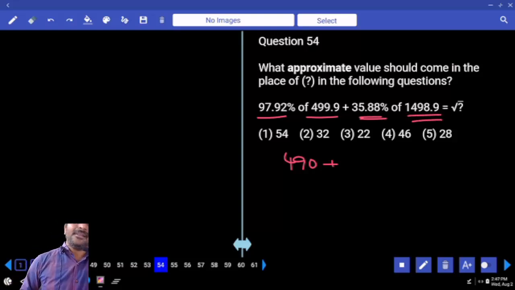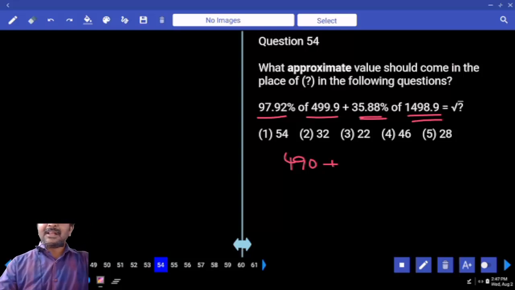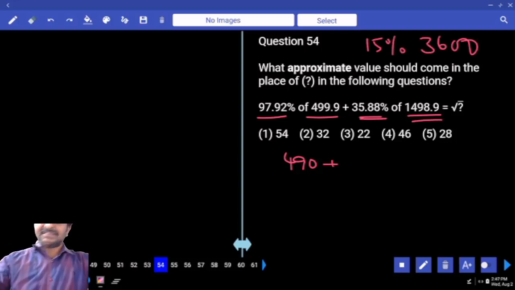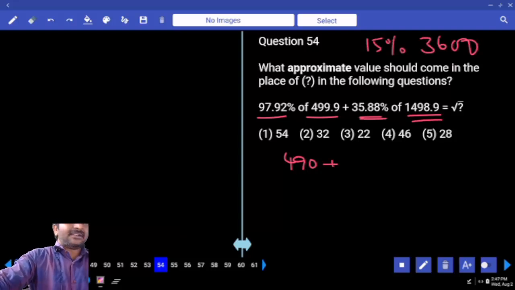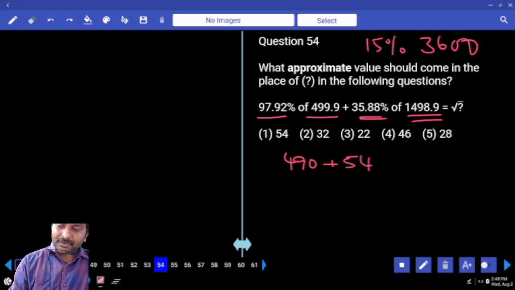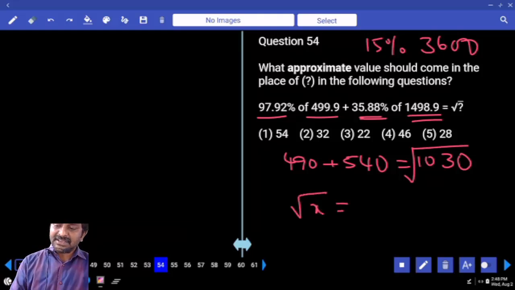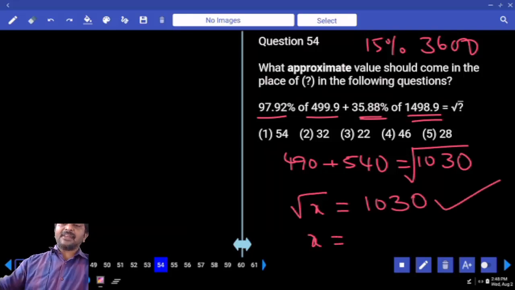1500. Can I also take 1500% of 36? Can I also take 15% of 3600? 10% plus of 360, 180, 5, total 1030. Under root value only. Root x is equal to 1030. X is equal to square of this number.